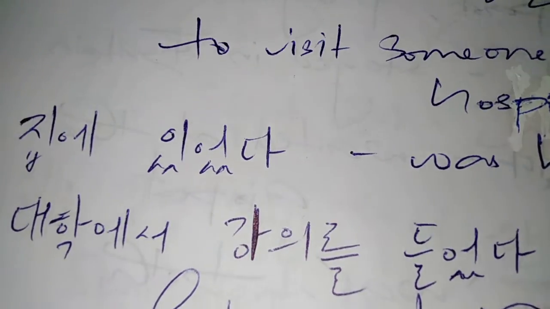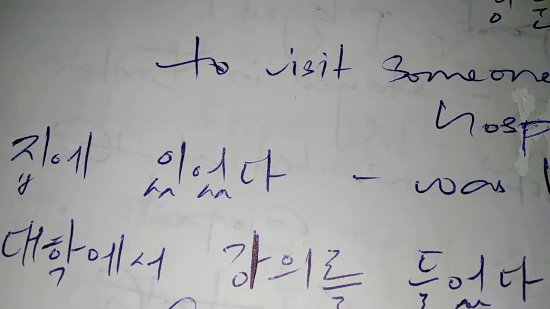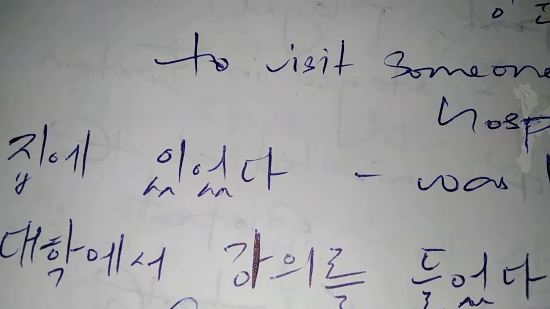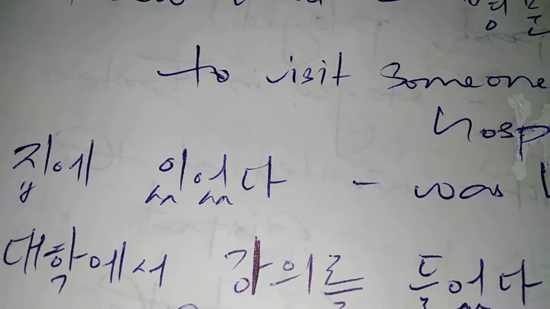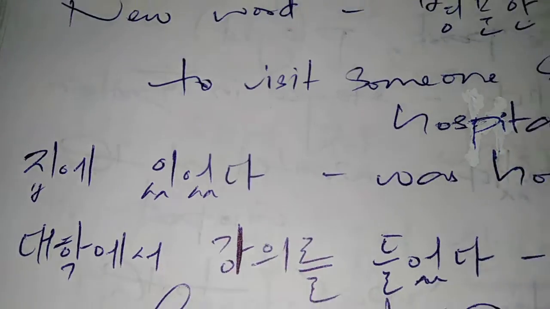The next example is 집에 있었다 or 집에서 있었다. Both mean the same since you are saying was at home. 집 means home or house.